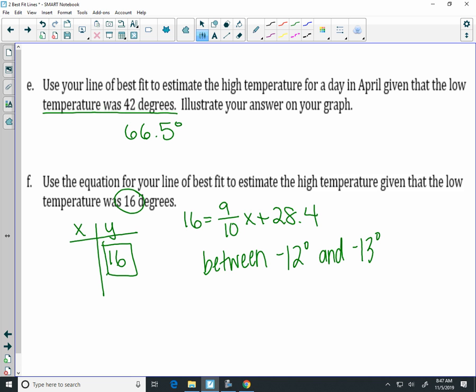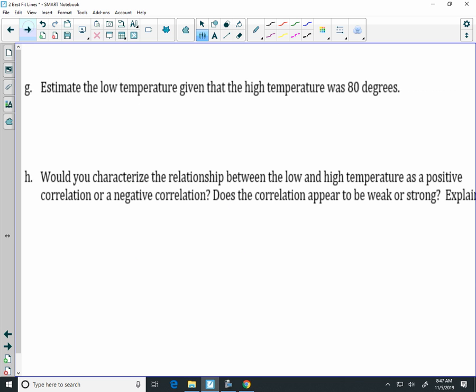You put 16 in as your x, though. You needed it as your y. Just flip them. All right, estimate the low temperature given the high temperature is 80 degrees. That we can do off of our graph.